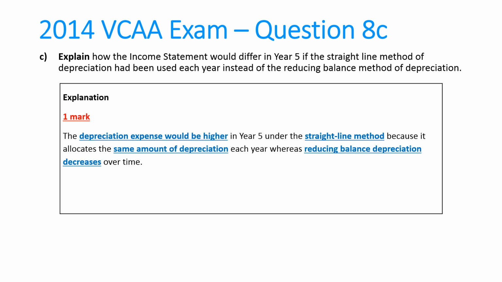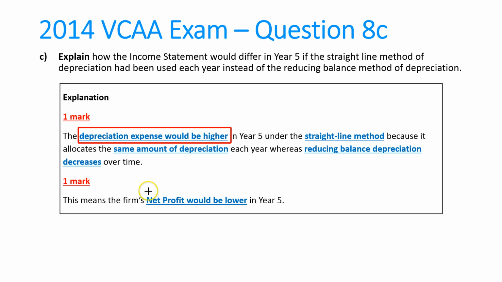We can say the depreciation expense would be higher in year 5 if I used the straight line method, and that's because we would have allocated the same amount of depreciation every year, whereas reducing balance decreased over time. But I still haven't really answered the question, which says how would the income statement be affected. So we've said the depreciation expense would be higher. So what's the effect in the income statement? Well, overall that means our net profit will be lower. So we need a second mark there to show that a student understands that just because depreciation expense goes up, what's the impact? The impact is that your net profit will go down.